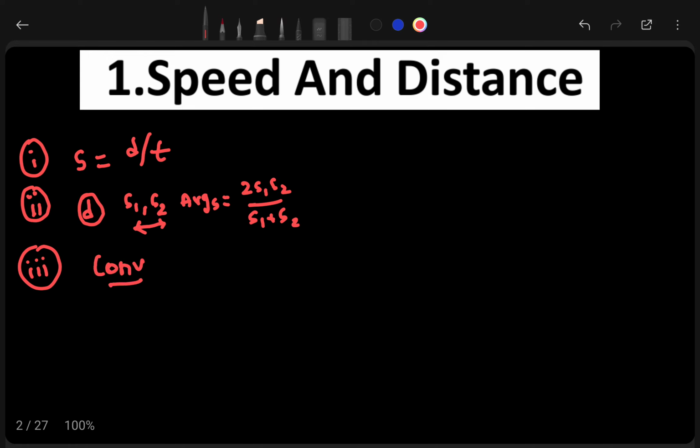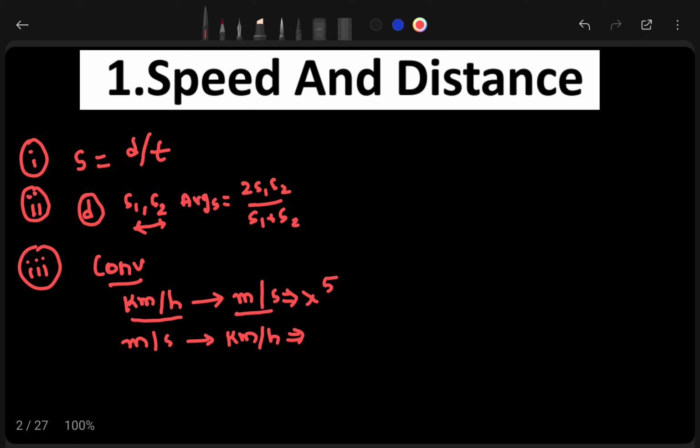And the third challenge in speed and distance is conversions. Conversions means he will be giving speed in kilometers per hour and asking to convert into meter per second, or he will be giving meter per second and asking to convert into kilometer per hour. In order to convert from kilometer per hour to meter per second, we need to multiply by 5 by 18, and the opposite, we need to multiply by 18 by 5. Simple. So this is one of the concepts of speed and distance.